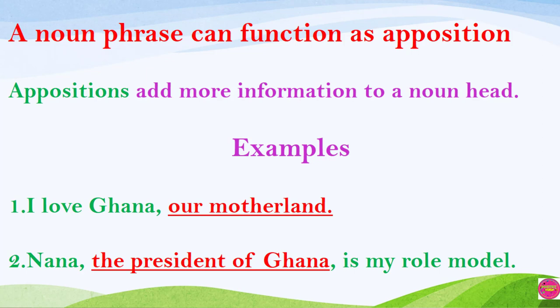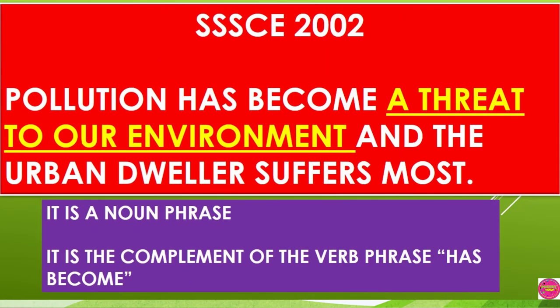Example 2, Nana, the president of Ghana, is my role model. The underlined expressions are appositives, as they add more information to the noun head. Let's now consider some past questions and the noun phrases. Pollution has become a threat to our environment, and the urban dwellers suffer most. The underlined expression here is a threat to our environment.